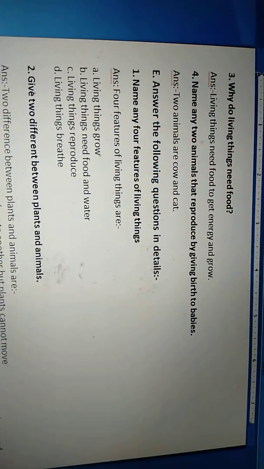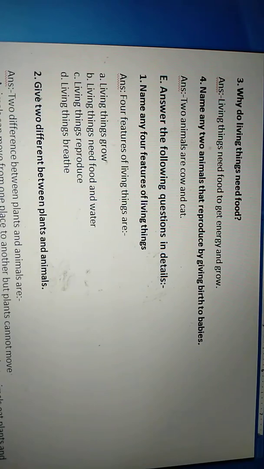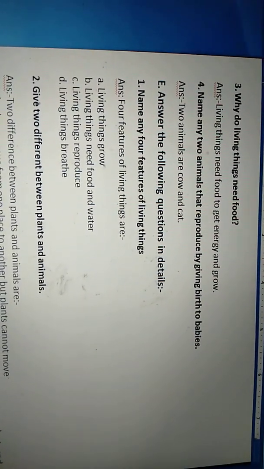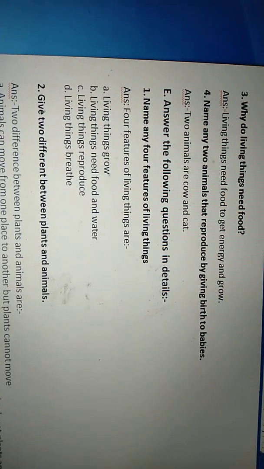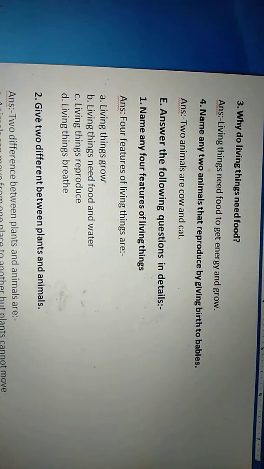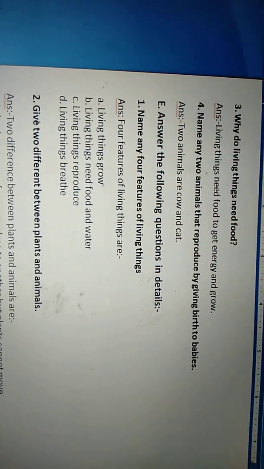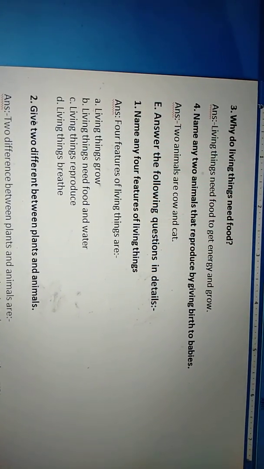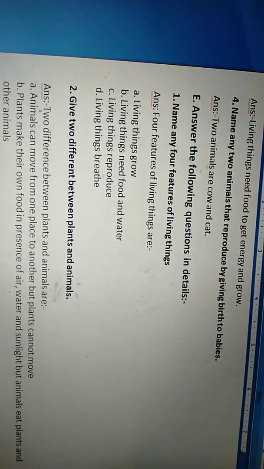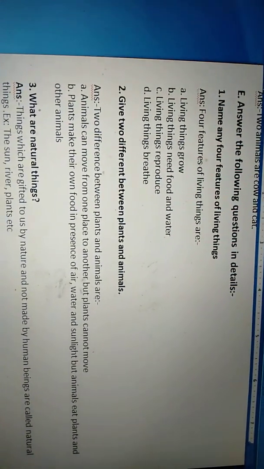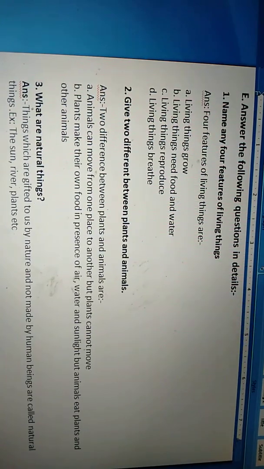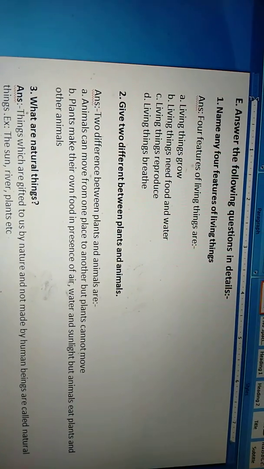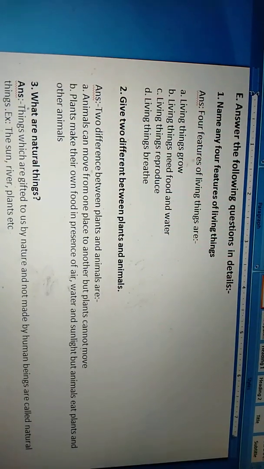4 features of living things are: A. living things grow, B. living things need food and water, C. living things reproduce, D. living things breathe. Understood, children? Now move to question 2. Give 2 differences between plants and animals. We have to write 2 differences between plants and animals.